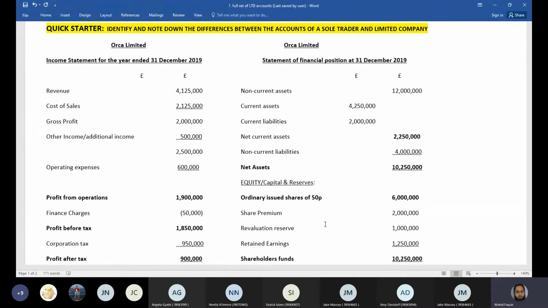Try not to wait for somebody to do it. Amy: capital, add net profit, less drawings. Perfect. Absolutely right. Okay, now let's compare that to what we have for a limited company.